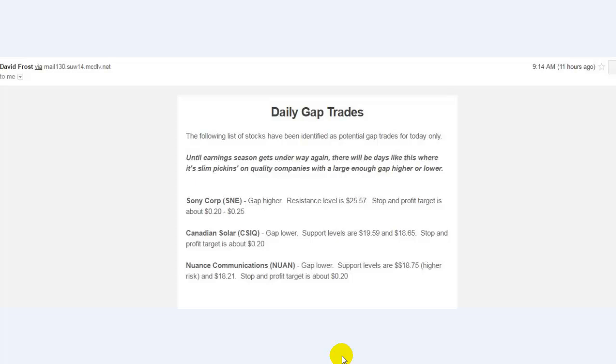Before earnings season gets kicked off again, usually we go through a period of time where there's somewhat of a lull or slim pickings, if you will. Sometimes we have 6 or 8 potential gap trades, and 2 or 3 of them will work out. But in this particular case, we only had 3 possibilities, but 1 did work out. So we're going to discuss Canadian Solar.